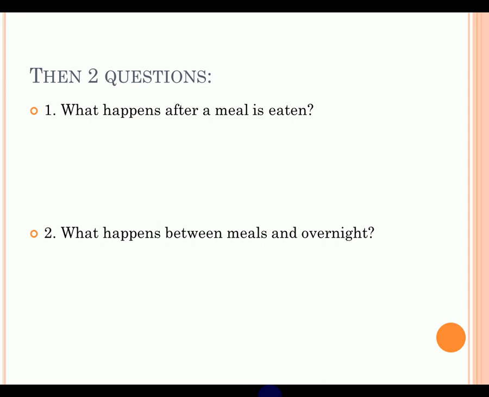So when it starts going up, a little bit more insulin is going to be secreted. When it starts going down, glucagon is going to kick in. It's going to go to the liver or wherever those stored forms are and convert that back to glucose and spit it into the bloodstream.